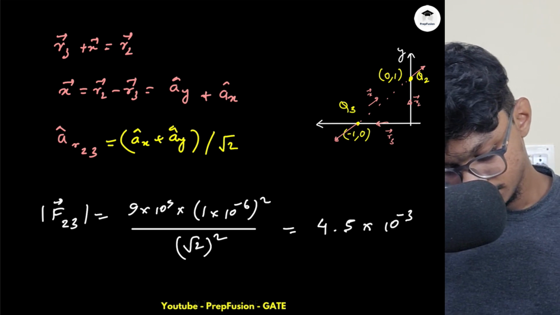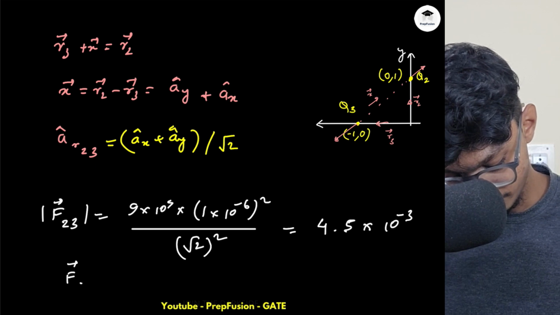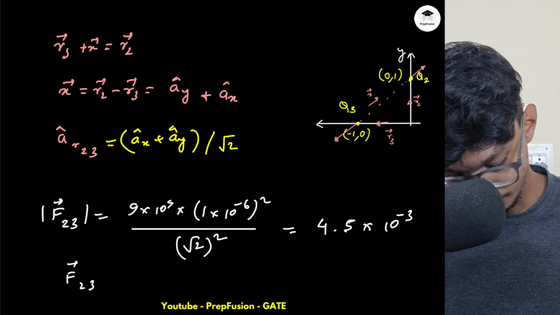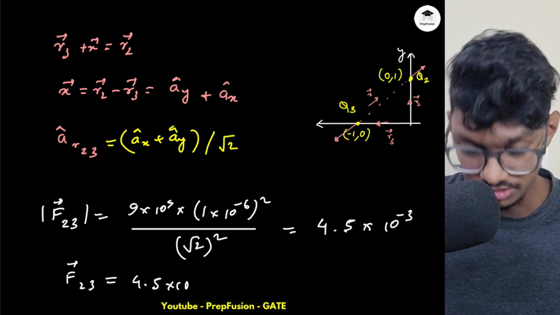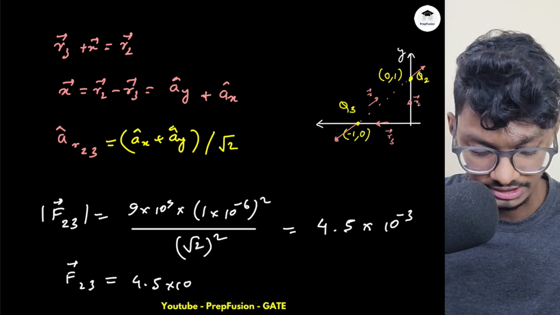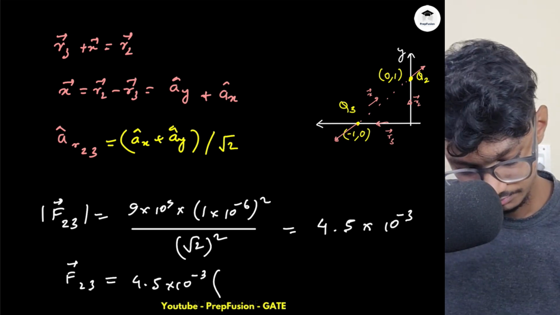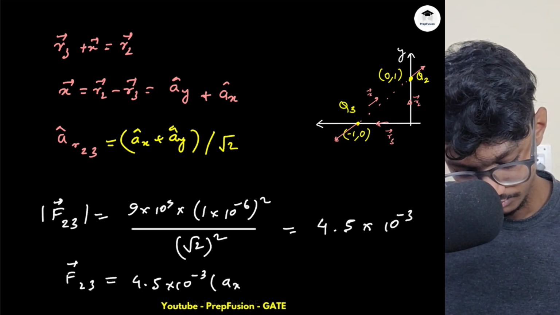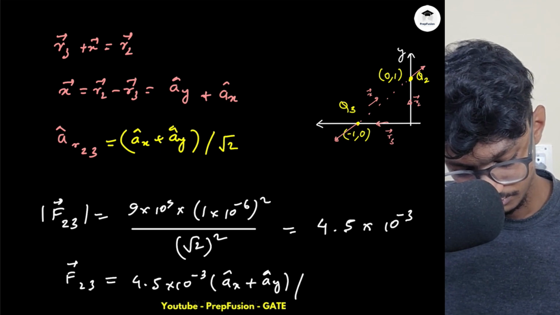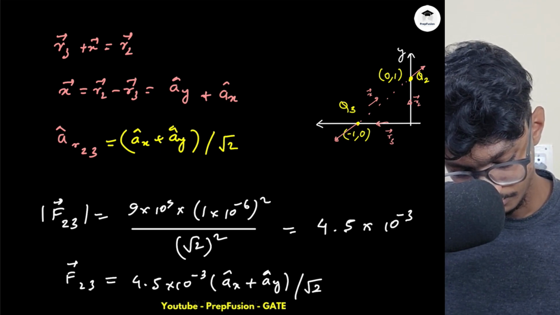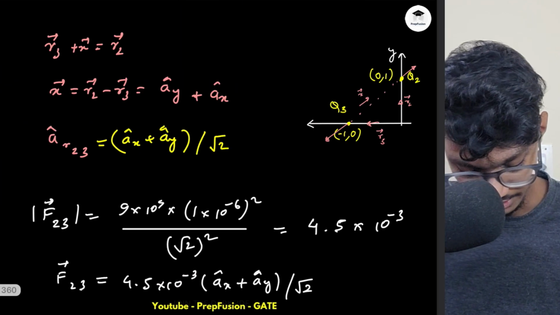So the direction of f23 will be simply this. I can do this very fast as well. I'm just following all the protocols, all the steps. That's why I'm doing this slowly, but you can do this fast. Okay, so this is all it will be.